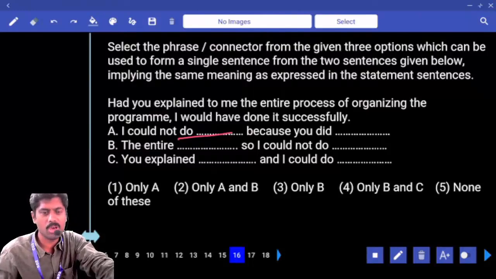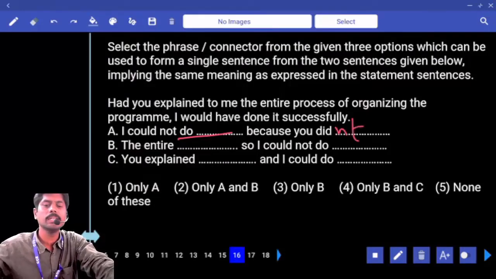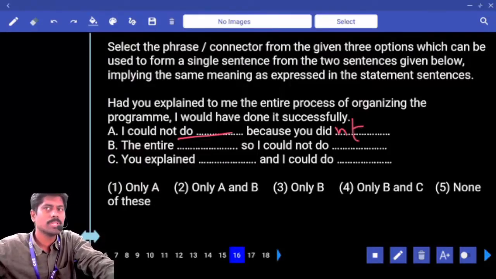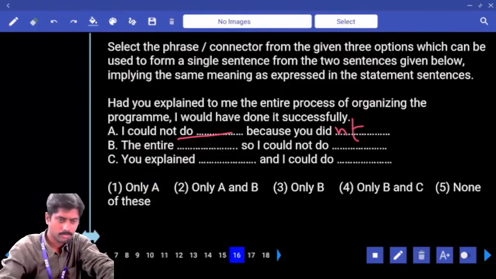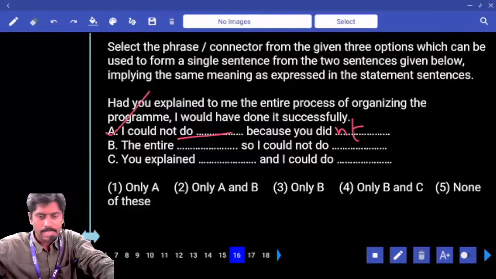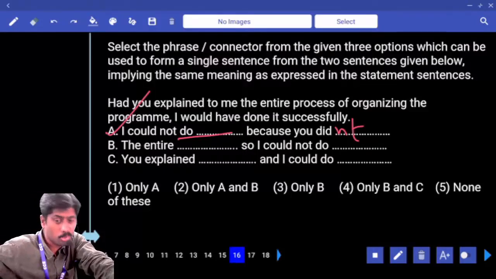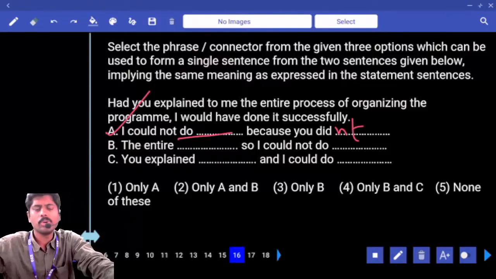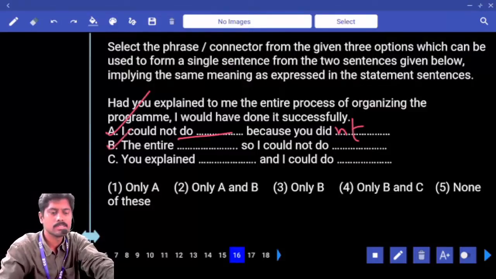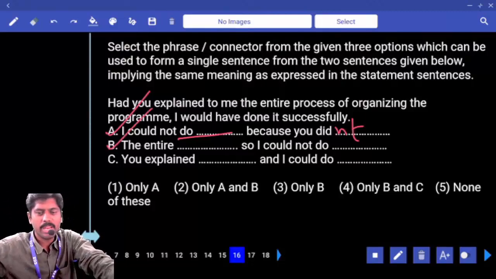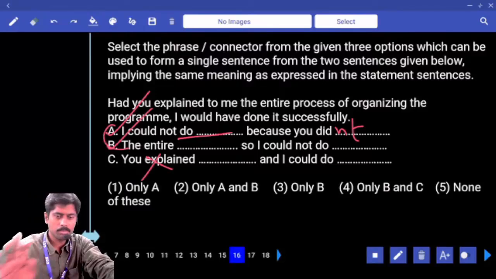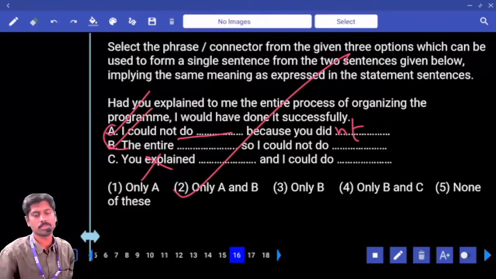I could not do it successfully because you did not explain the entire process. Yes, the entire process of organizing the program was not explained to me by you, so I could not do it. Yes, you explained to me. No, you did not explain to me. Only A, B. Do we have a second option?